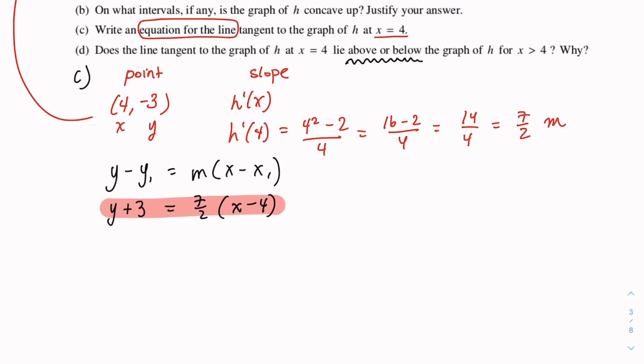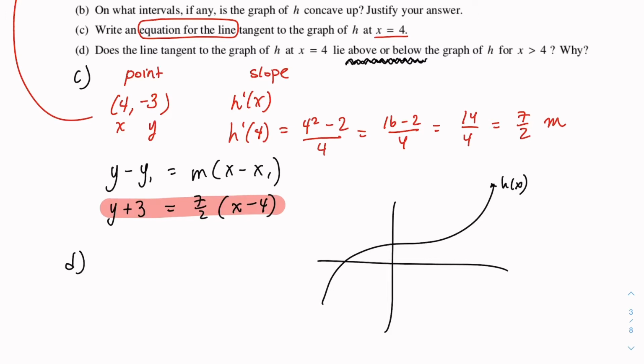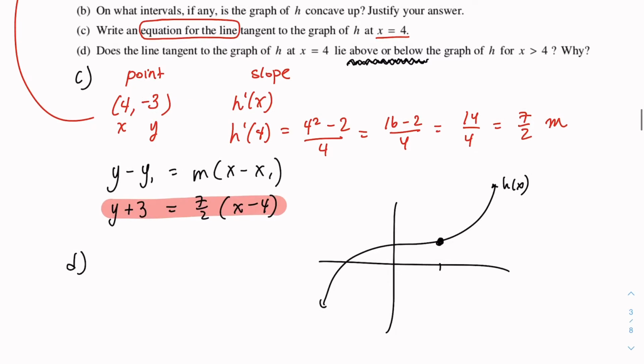Let's do part D. Part D says, does the equation of the line tangent to the graph of h at x equals 4 lie above or below the graph of h for x values that are greater than 4? So what does that mean? Basically, let's call this our graph h. And at x equals 4, we wrote the equation for the tangent line. So let's say we came up with this line here. What they're asking us is, does the line that we came up with, which I'll demarcate in blue, lie above or below the actual graph of h for values beyond 4?